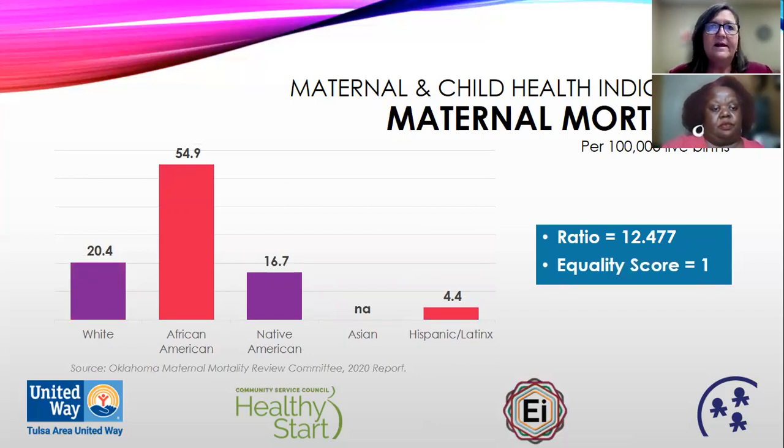Maternal mortality is the death of a woman while pregnant or within 42 days of the end of pregnancy from any cause related to or aggravated by the pregnancy or its management. African-American women are at least twice as likely to die due to pregnancy or pregnancy management as are women of any other race, but they are 12 times as likely as Hispanic Latinx women to do so. This disparity produces an equality score of 1, the lowest score possible.